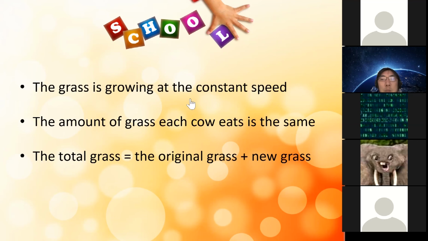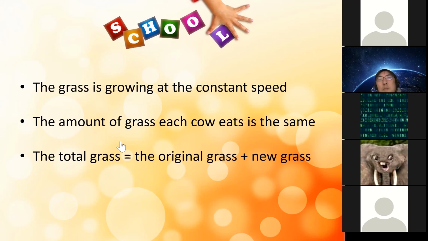And we count the amount of grass a cow can eat as a unit. That is very important to define the unit. How to define it is up to us, but it has to make sense, okay? And then thirdly, last but not least, very important, the total grass cows will have to eat is equal to the original grass plus the newly grown grass over the time.